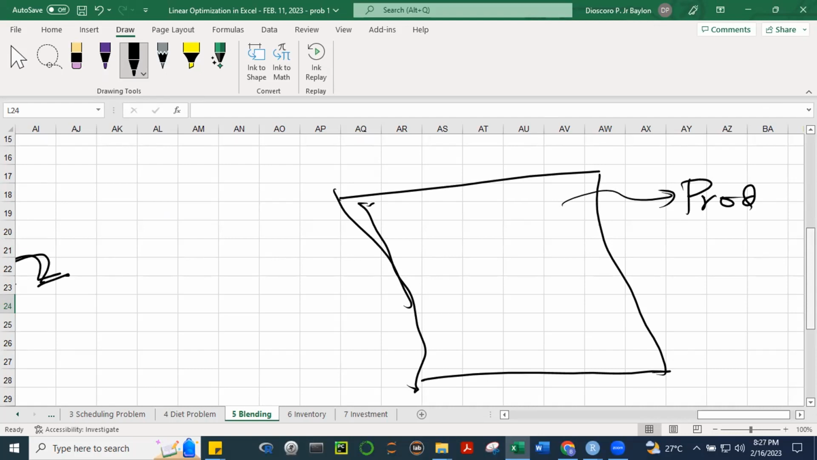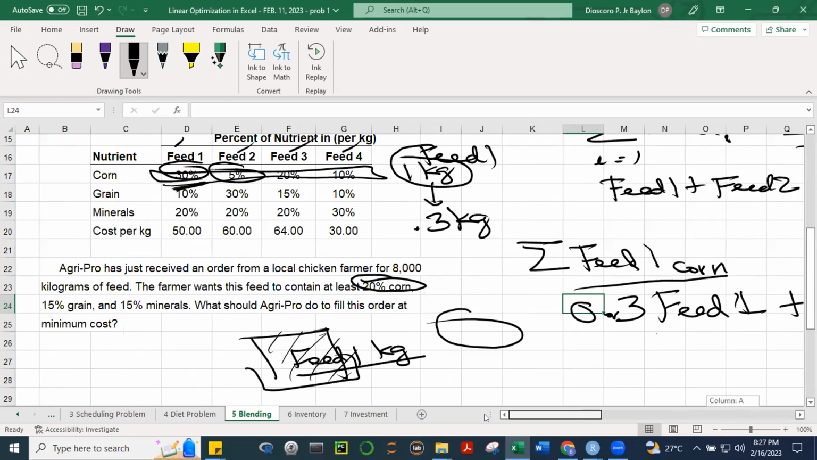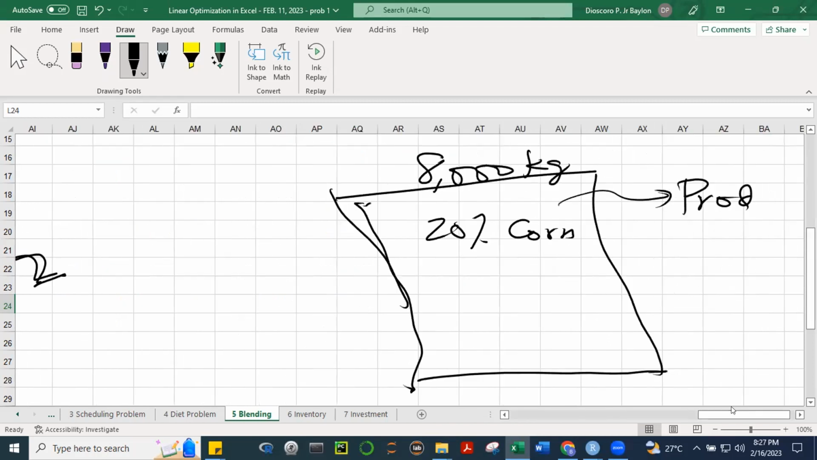And what does this consist of? This consists of how many kilograms? The order is for 8,000 kilograms, right? Tama? Class? Yes, sir. And the content of this 8,000 kilograms should be at least 20% corn, at least 15% grain, and at least 15% minerals. All right? 20% corn, 15% grain, 15% minerals.